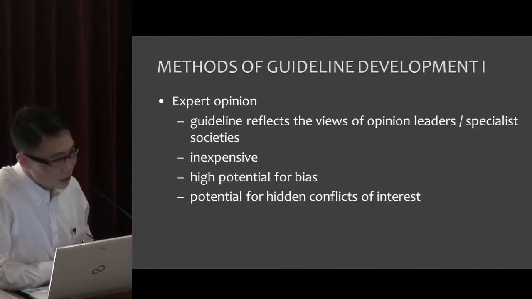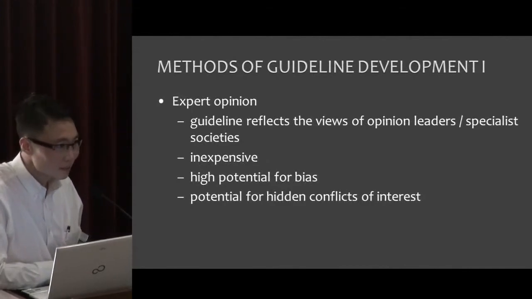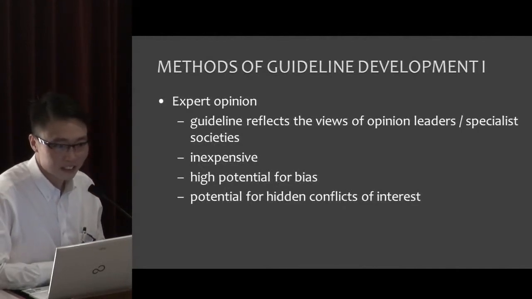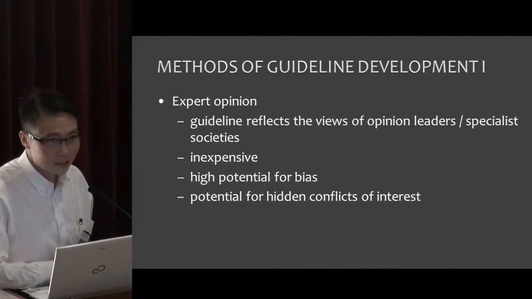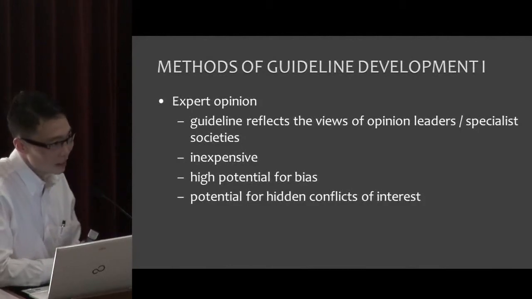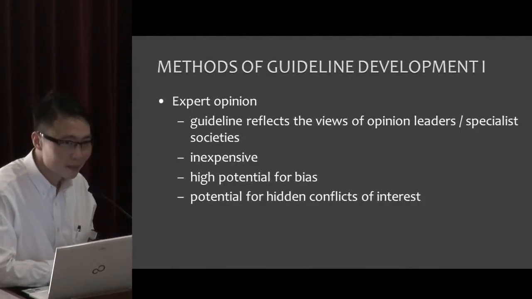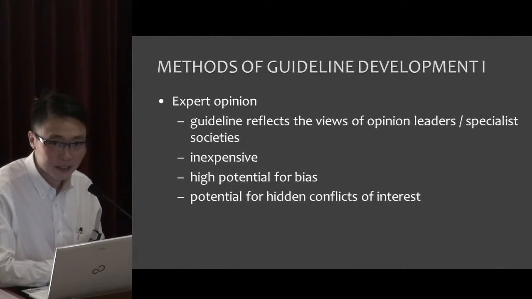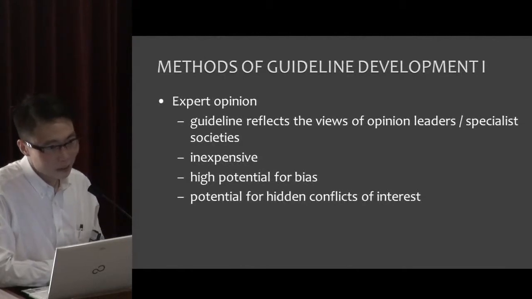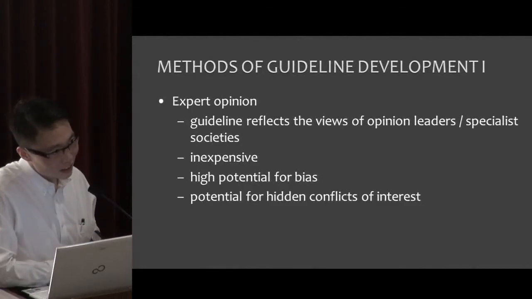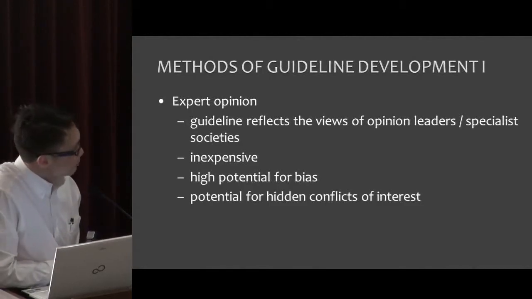But this has a high potential for bias, because sometimes birds of a feather flock together, right? So if we all practice in a certain way and we are recognized as experts in certain areas, maybe it's because we are doing things similarly, and then when we come together, we don't differ very much in terms of what we say, and that becomes a highly biased statement.